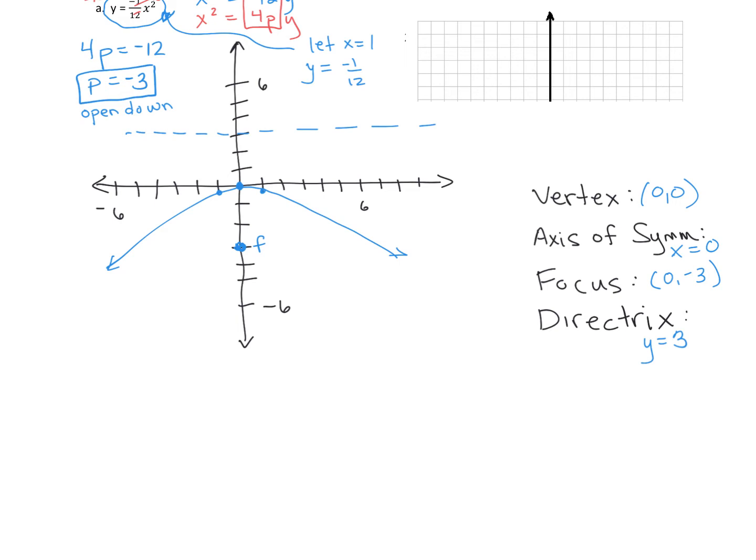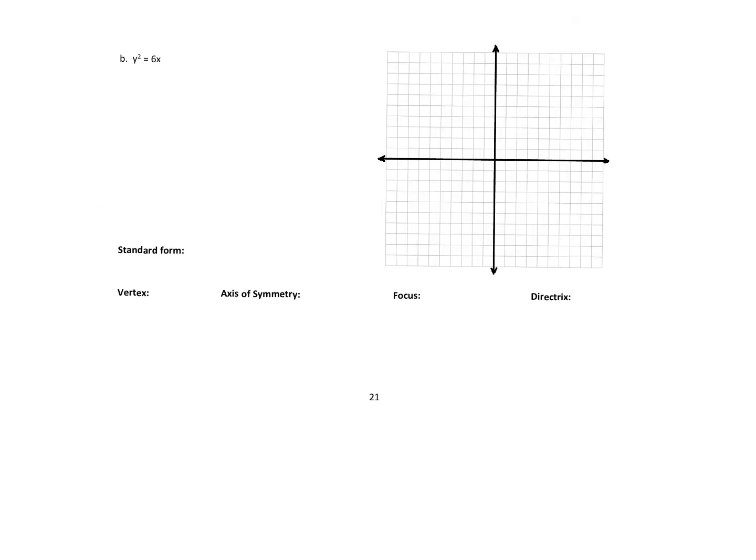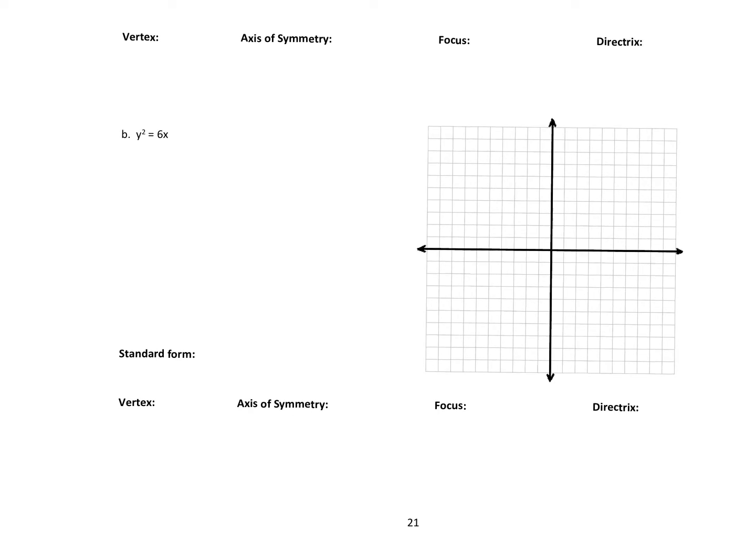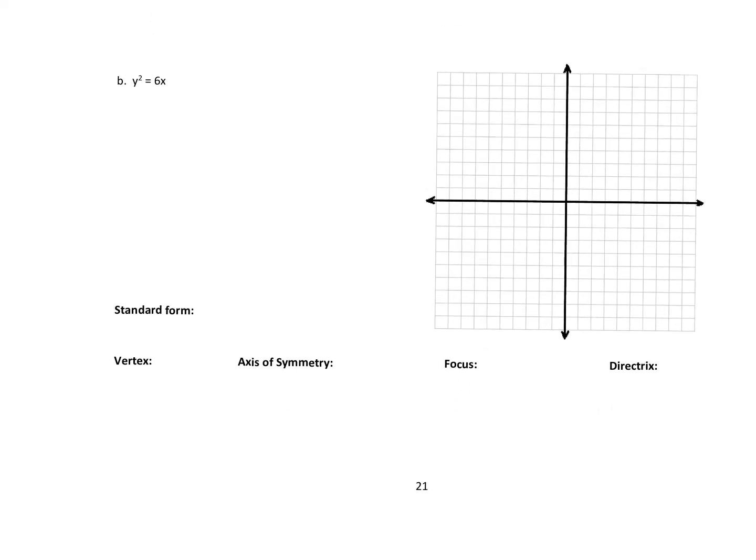So let's take a look at a couple of other examples. This one is y squared equals 6x. So clearly this is of the form y squared equals 4px. And so 4p, you can see, plays the part of that 6. So p in this case is 3/2. And it's positive.